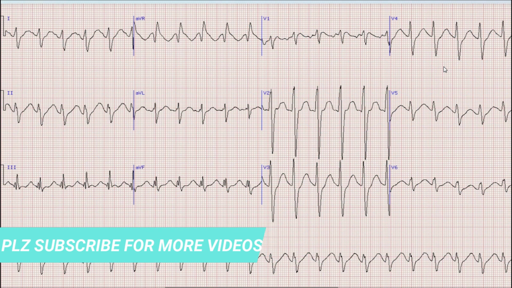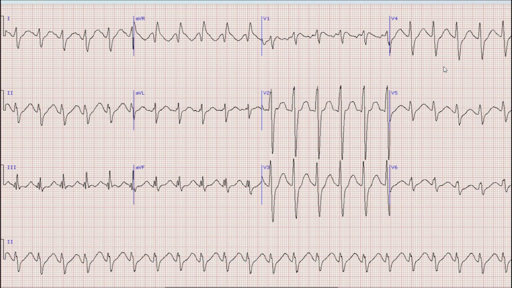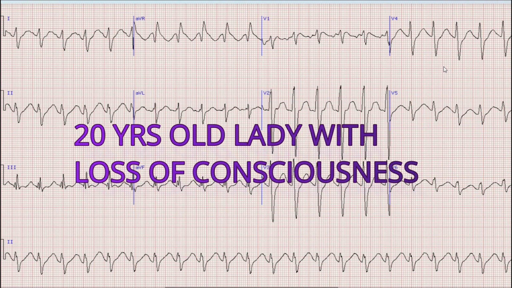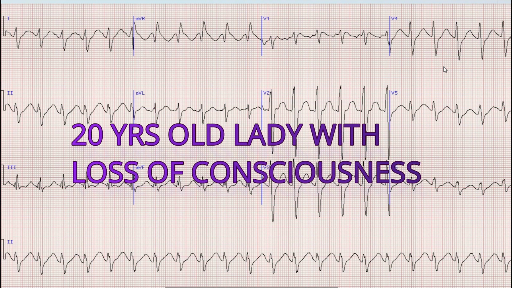This is the ECG which we are going to discuss today. It is an interesting case. Before starting the discussion, a brief history. The patient was a 20 years old lady who was found unresponsive.